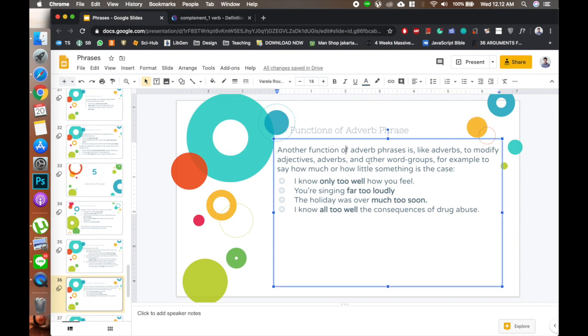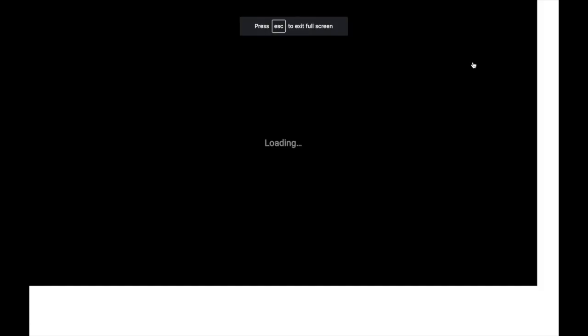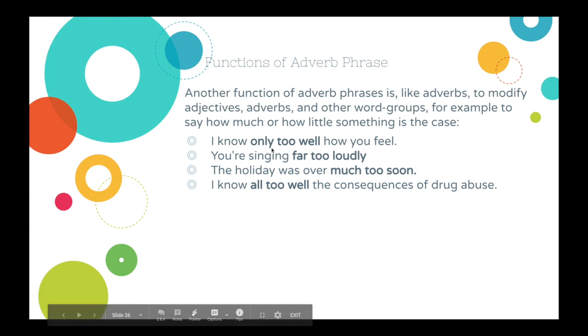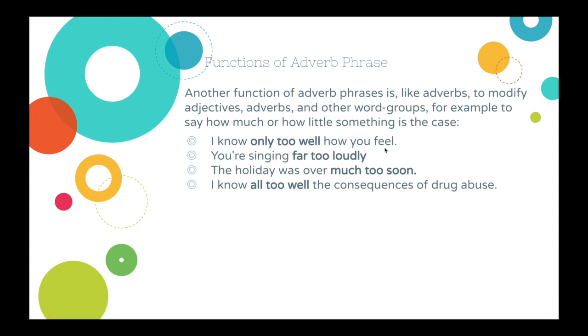So what do we use them for? To modify adjectives, adverbs, and other word groups, to say how much or how little something is. For example, I know only too well how you feel. Only too well describes how you feel, and far too loudly describes singing. Much too soon describes over.